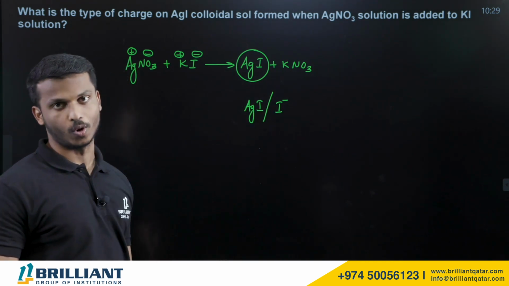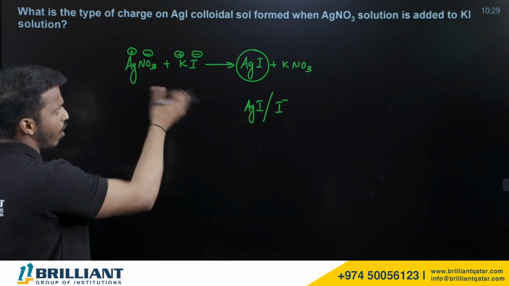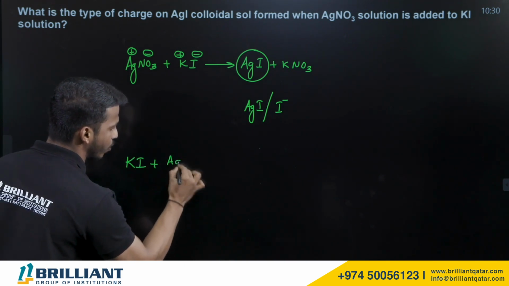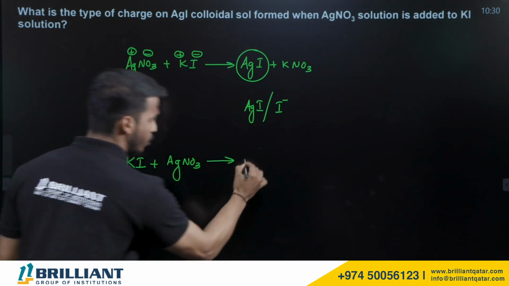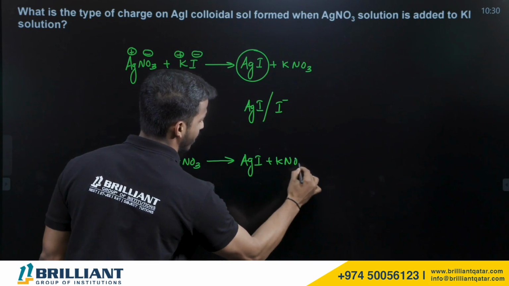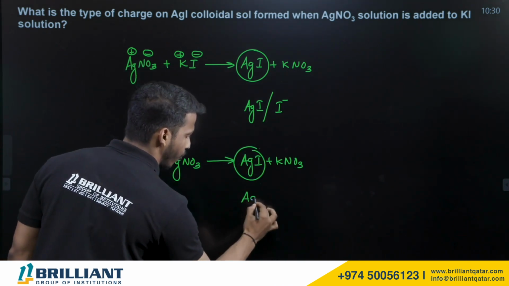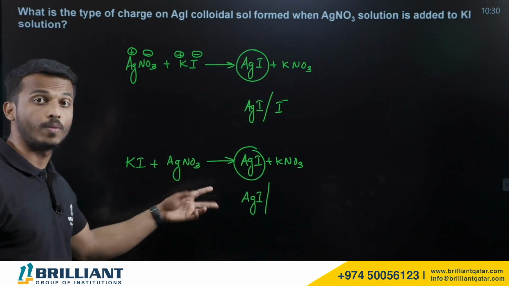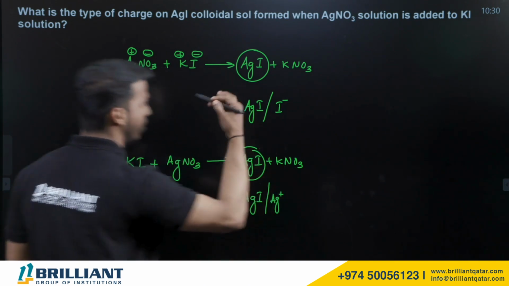I- is adsorbing. Now the same question with the opposite addition: let me add potassium iodide into silver nitrate. What will happen? The products are the same, silver iodide along with potassium nitrate. But here also AgI is the precipitate, and it is adsorbed not by iodide but by silver, Ag+. Carefully, all of you, listen.